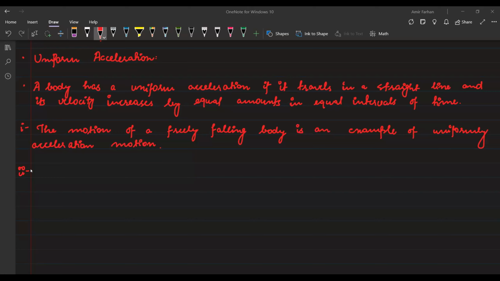Suppose you have a ball. An inclined plane means a plane at some angle from the ground. Suppose this is theta. So this is a plane that is inclined. You must have seen a slide.